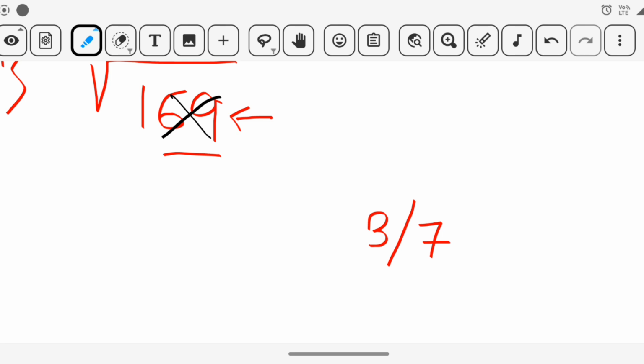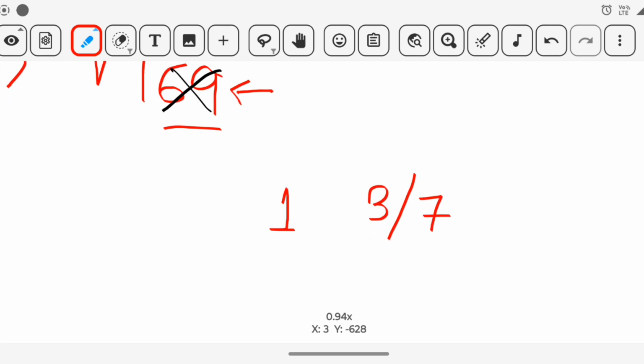1 square is 1. We know 1 square is 1 because if you take 2 square, it will be 4 and it will be bigger than 1. So write 1. Now in the first place it is 1, but there is a confusion about the second place: either it is 3 or it is 7.